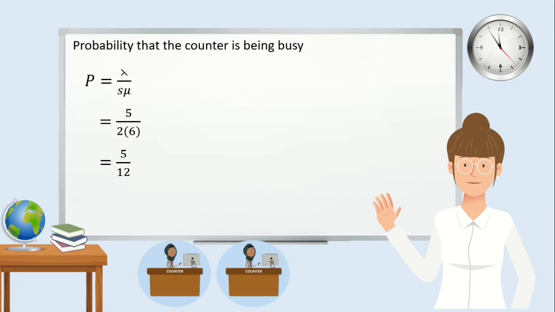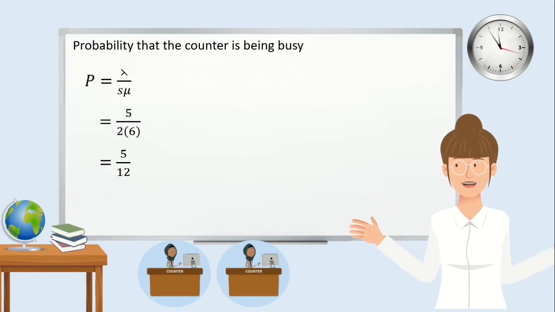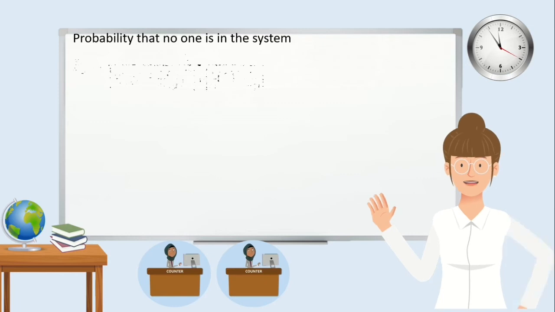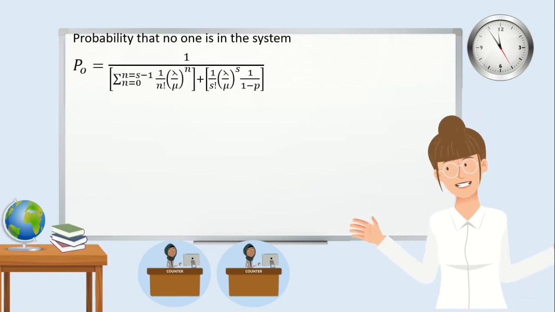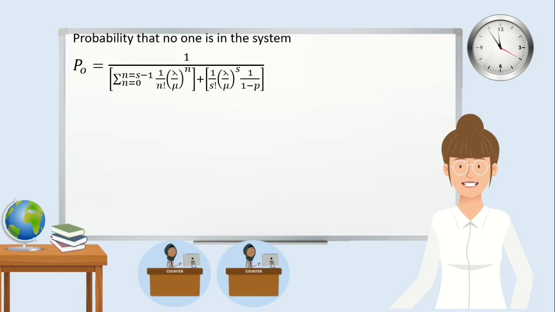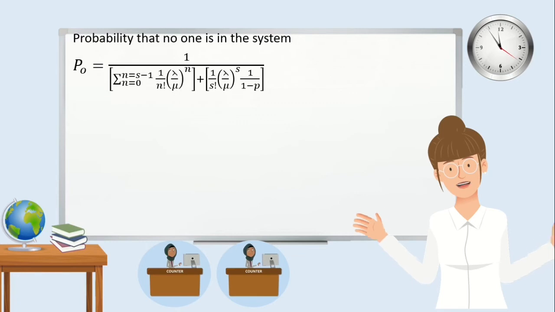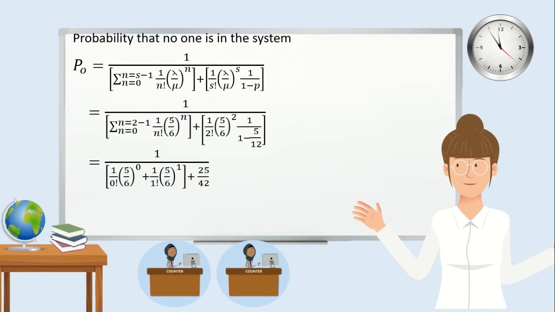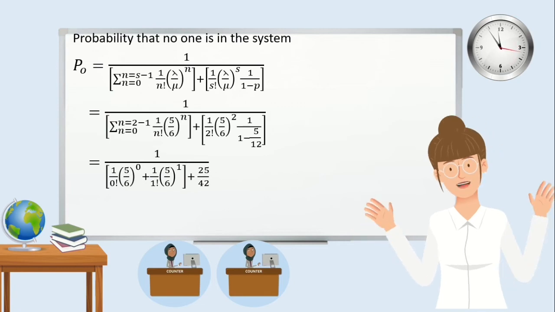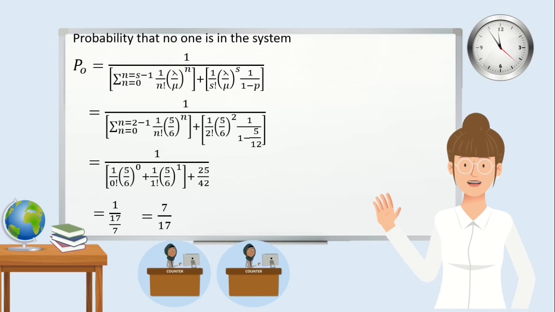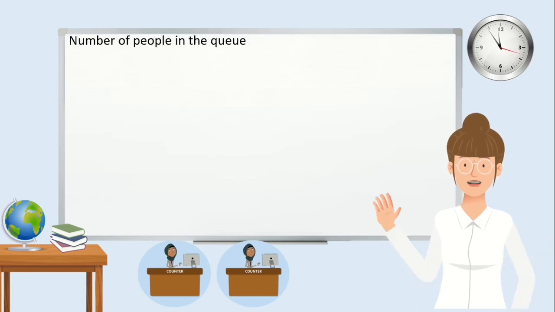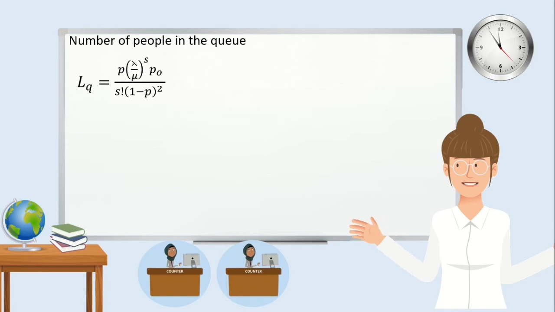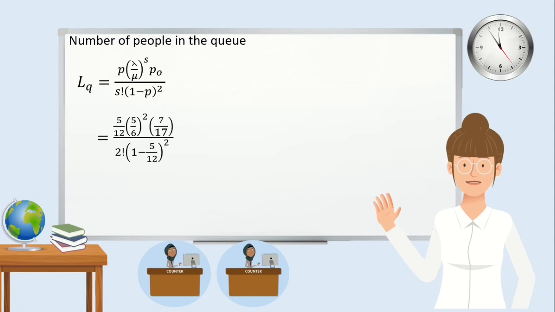Substitute the number and we will get 5 over 12. Next is probability that no one is in the system. Write the formula of P0. After that, substitute the value of S, lambda, mu, and rho into the formula of P0. Next, open the summation sign by substituting 0 and 1 into n and calculate the probability. For number of people in the queue, simply substitute the value of S, lambda, mu, rho, and P0 into the equation.